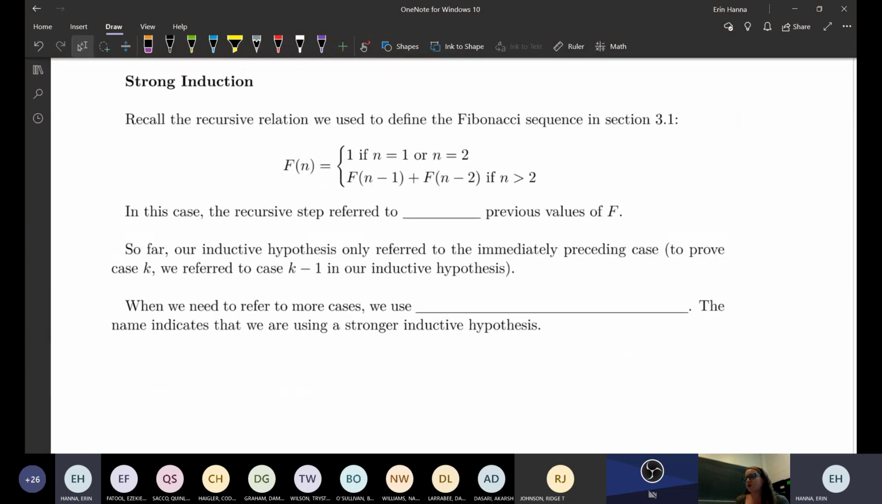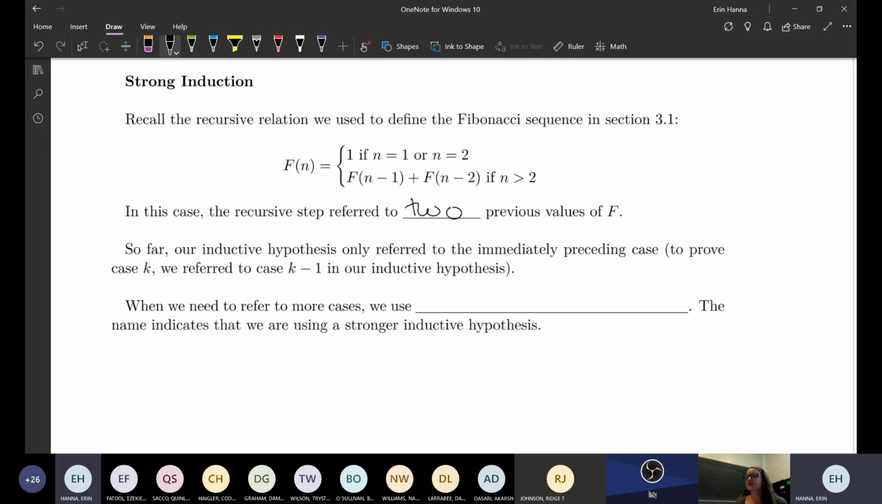So strong induction is a tiny step up from regular induction. That's why it needs to be called strong induction. So think about the Fibonacci sequence. Remember, the first two terms are 1, and then all the other terms come from manipulating the 2 terms before it. So in this case, the recursive step refers to 2 previous values of f, as opposed to the ones that we've already been working with that have only ever referred to the 1 before it.